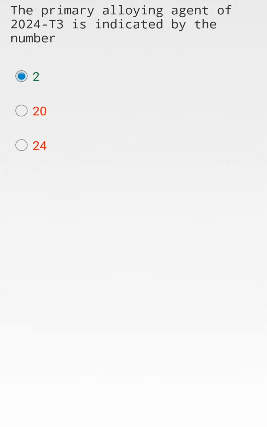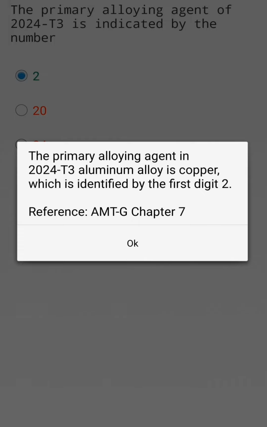The primary alloying agent in 2024-T3 is indicated by the number 2. The primary alloying agent in 2024-T3 aluminum alloy is copper, which is identified by the first digit 2. The first digit is the principal alloying element. The second digit is a measure of the limits of impurities. The third and fourth digits are the amount of the alloying element in the metal.